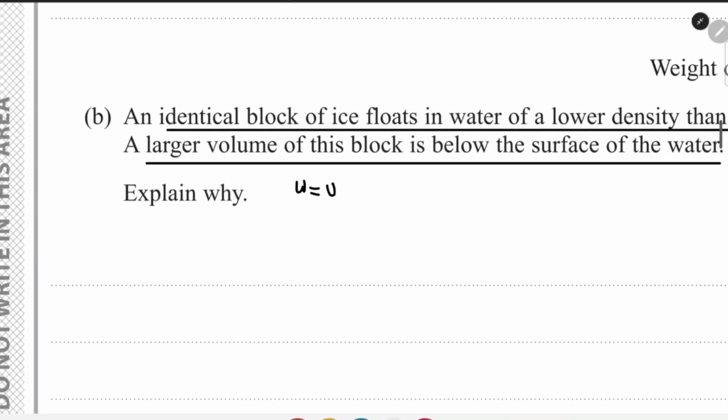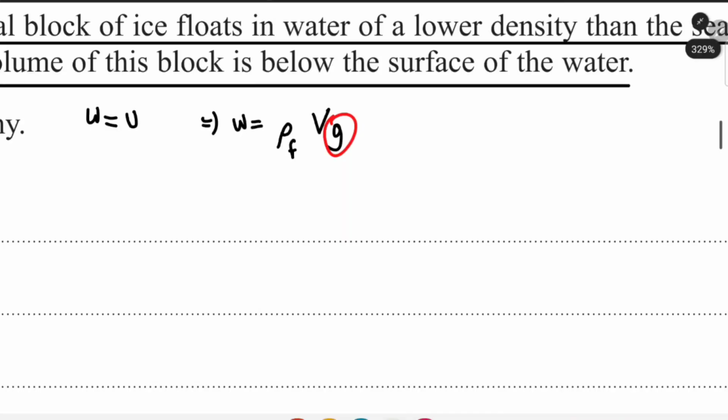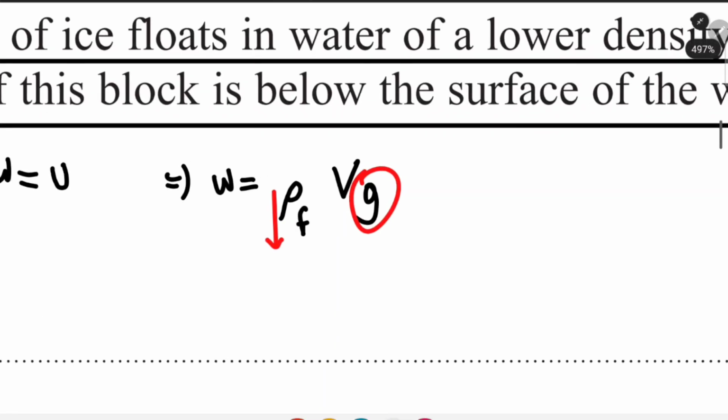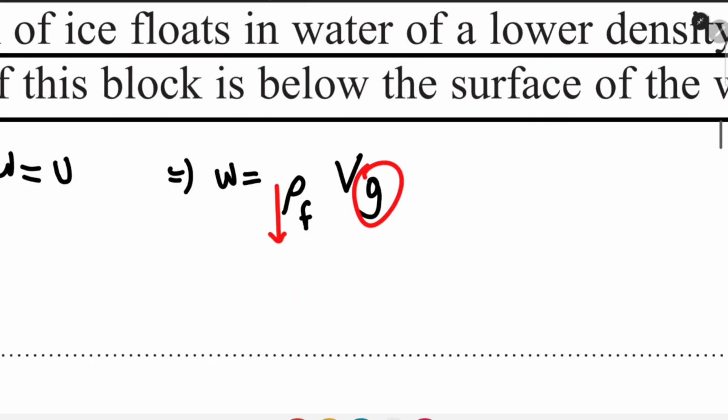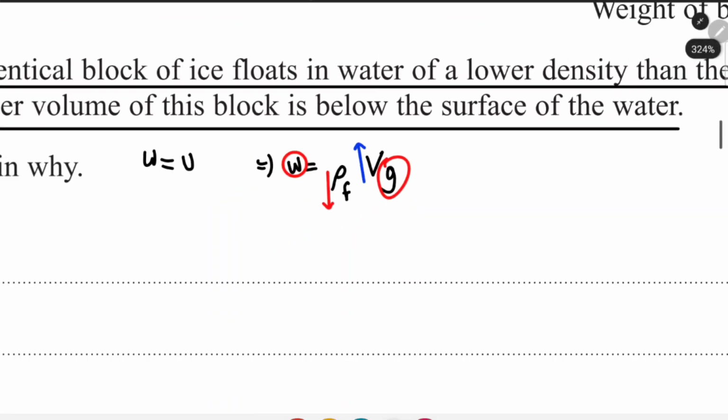The weight must be equal to the upthrust, that is, the weight must be equal to ρ_f V g. Now in this case, g is a constant. However, now the density is smaller. So we have a smaller density over here. The weight of the iceberg is also unchanged, so this is a constant as well. So the only way for this to remain the same is by the volume of fluid displaced going up.